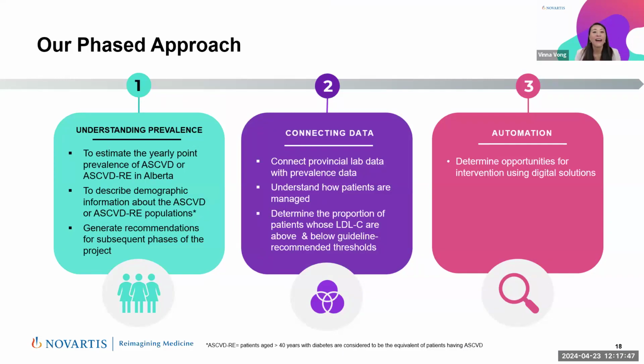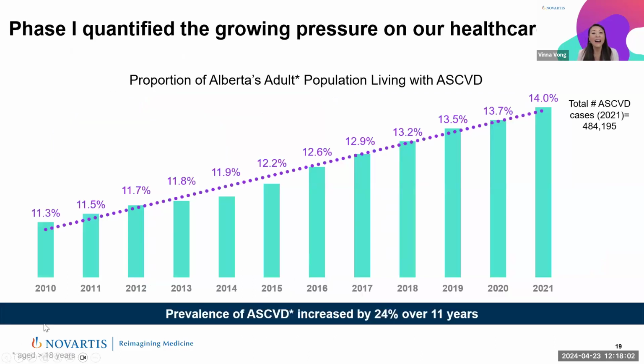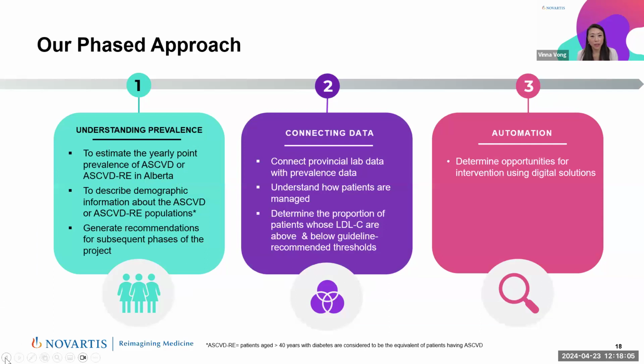From the data in phase 1, we understood there is a growing pressure on the healthcare system, and there's an increasing proportion of the population that's actually being impacted by ASCVD. So we decided then to move on to phase 2 in 2023, where we actually got the privilege of working with our partners at AHS, and that was to link the prevalence data with the lab data. And that was to further understand how patients were being managed and what proportion of patients had LDL-C levels above or below the CCS guidelines or recommended thresholds.